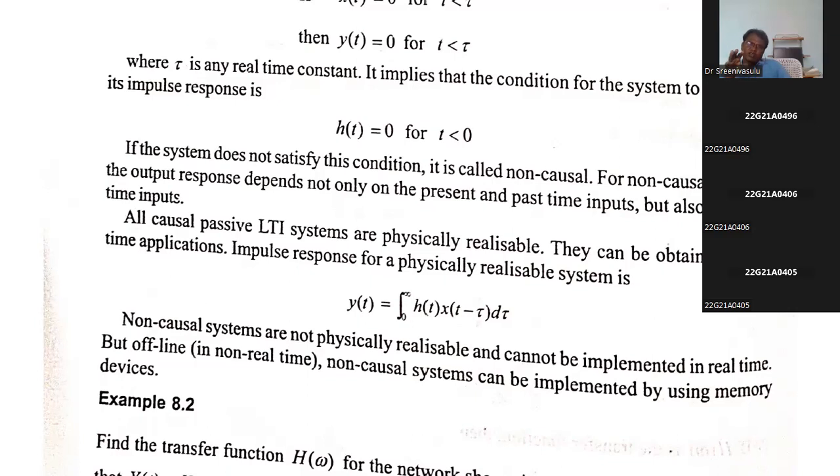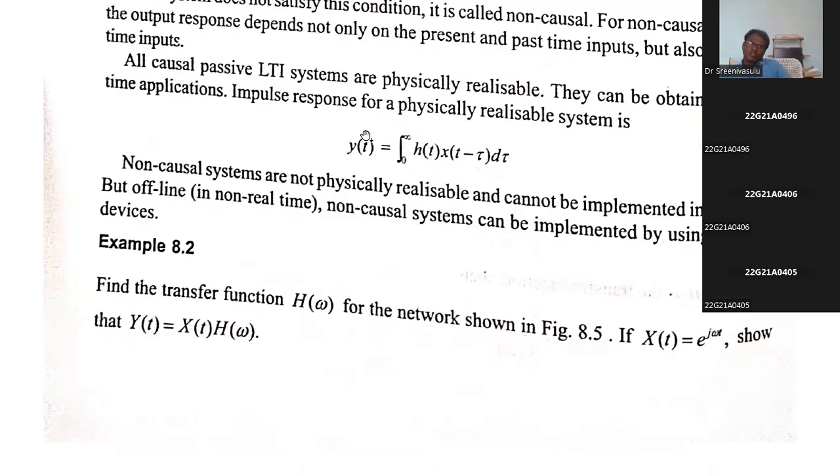It is a valid condition. It is applicable for both signals and systems and PTSP also. It is very important.